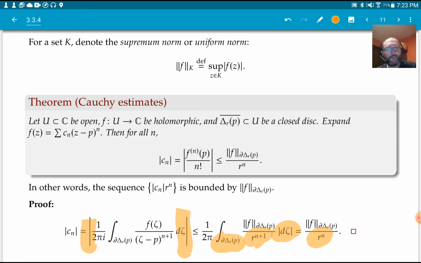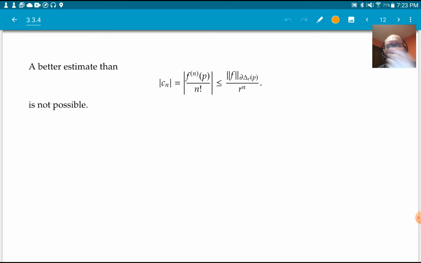So it's sort of the most obvious estimate. Before we look at an application, let's look at this. This is actually the best estimate that you can get. You cannot get really a better estimate unless you know something else about the function. And for that, let's look at an example.